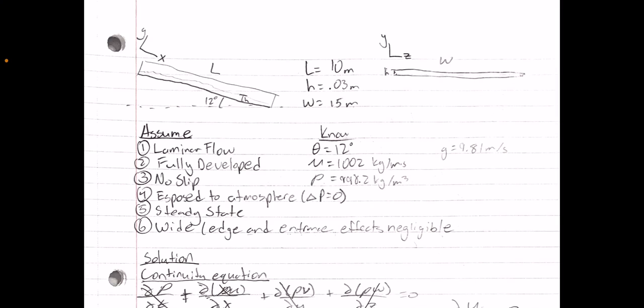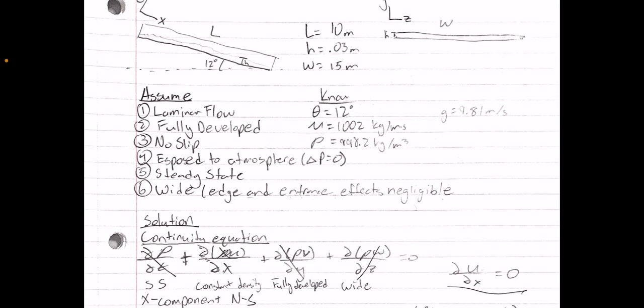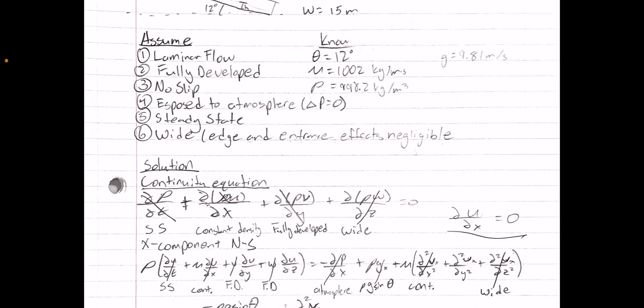laminar flow of a creek at an angle of 12 degrees. You assume laminar flow, fully developed flow. There's no slip at the bottom of the creek. Edge effects are negligible and entrance effects are negligible. The creek's just going down and it's wide. It's also exposed to atmosphere, so there's no pressure drop.